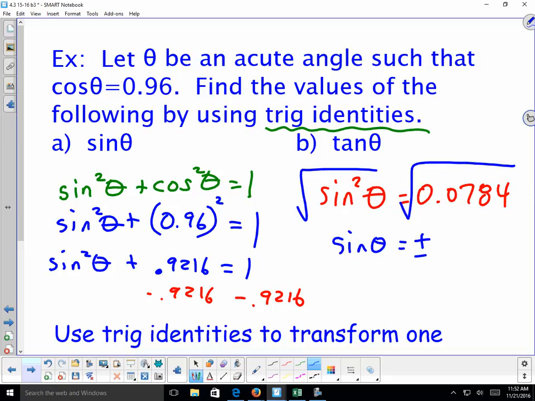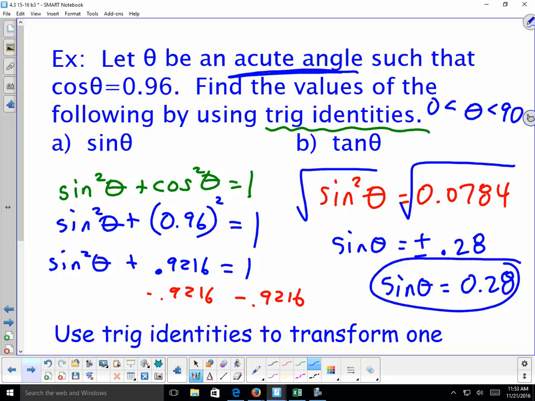Now technically it's plus or minus, right? But remember, we're in quadrant 1 because it says it's an acute angle, so that means theta has to be between 0 and 90, right? So we know it's going to be positive. If they had said this is in quadrant 4, well then cosine is positive in quadrant 4, but sine would be negative in quadrant 4, right? So what is the square root of 0.0784? 0.28. So that means that the sine of theta has got to be positive 0.28 because we're in quadrant 1. Are we okay with this?